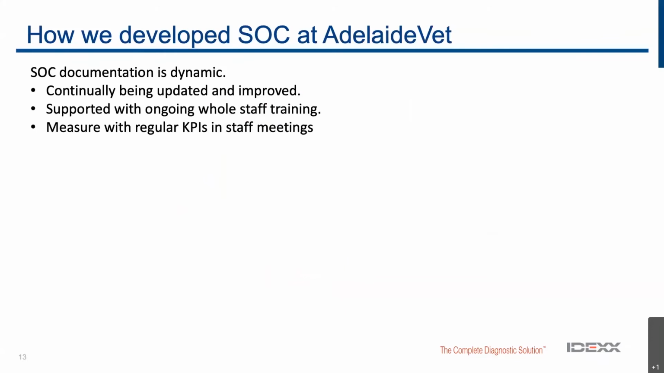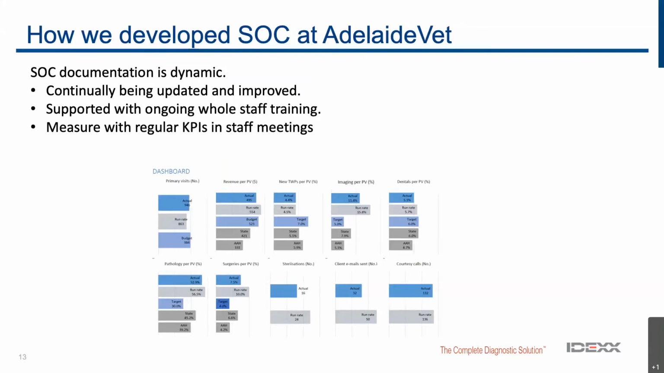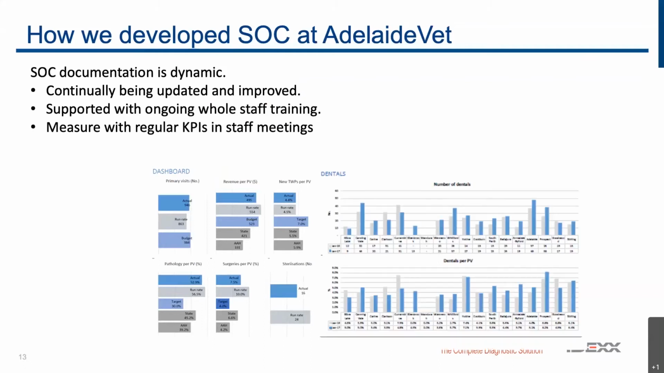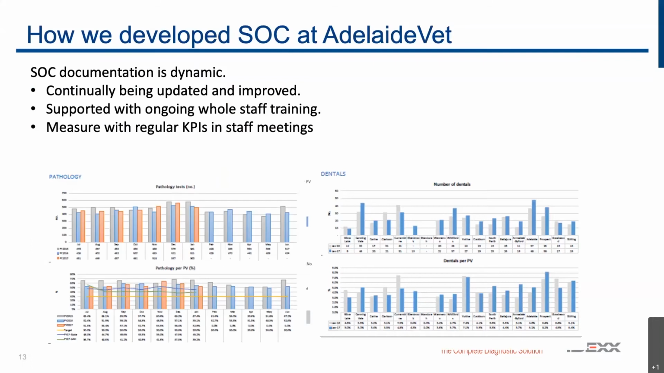So when I looked at standards of care and what we did at Adelaide Vet, standards of care documentation is dynamic. It's continuously being updated and improved. It's supported with ongoing whole staff training, and we measured regularly with KPIs and staff meetings. So this was a bit of our dashboard that we would look at. We would look at primary visits and revenue and wellness plans and imaging and things. We would look at dentals. We'd look at actual dental numbers, number of dentals per primary visits, and this was looking at it on a regular basis. And I'd look then at pathology testing.